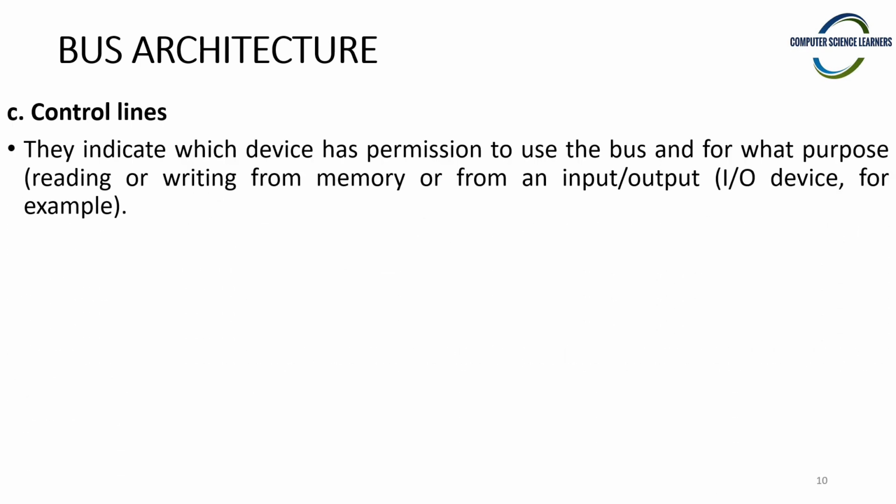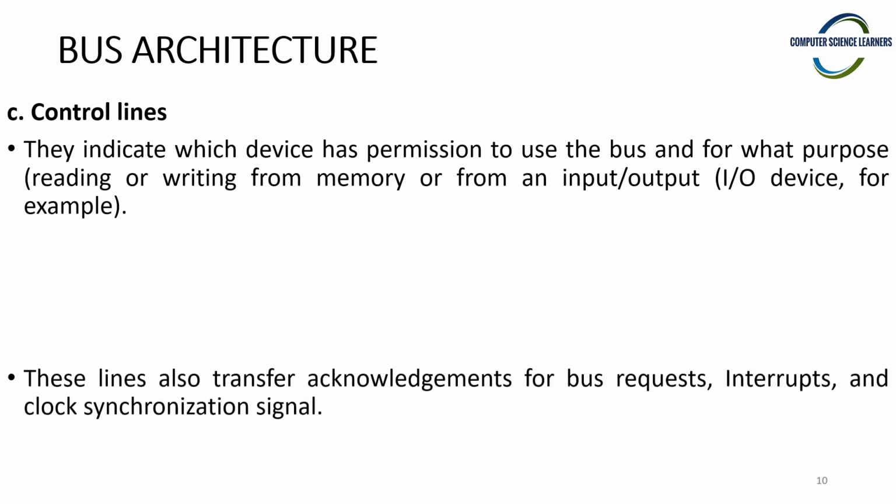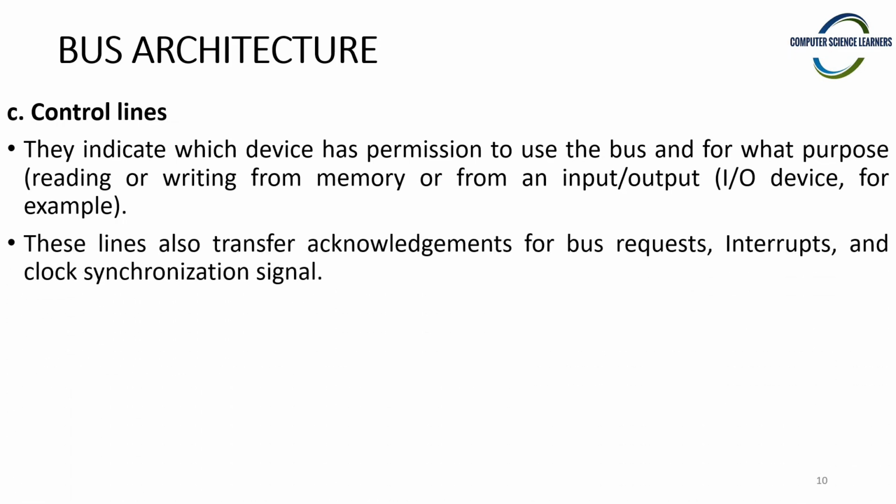Similarly, we have control lines. Control lines are basically to send the control signals from the control unit to all other units of the system. Other than indicating a particular operation, the control line may be used for bus request, bus interrupt, clock synchronization signal, reading from the memory, writing onto the memory, or performing some operation in the ALU.